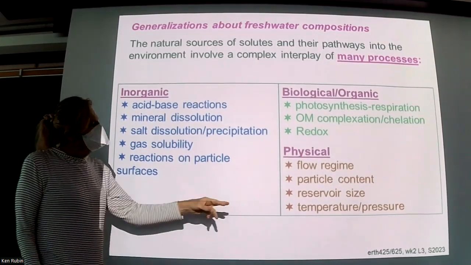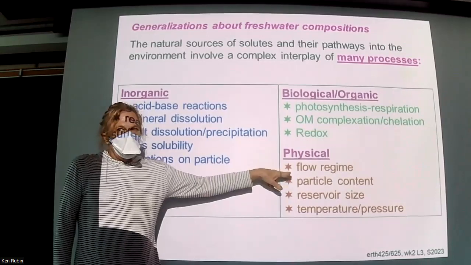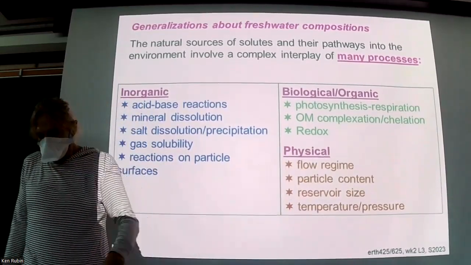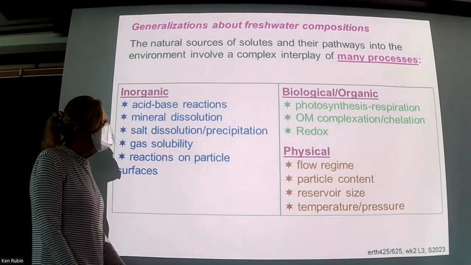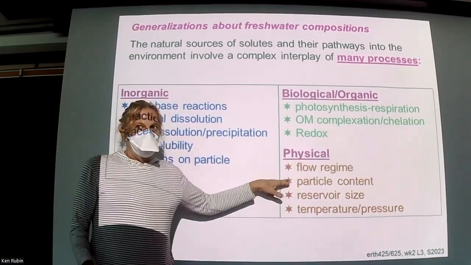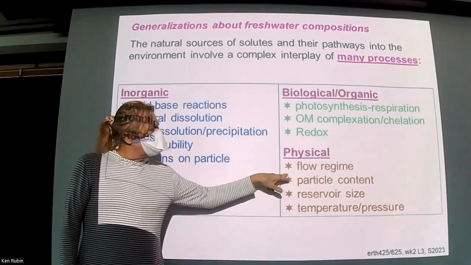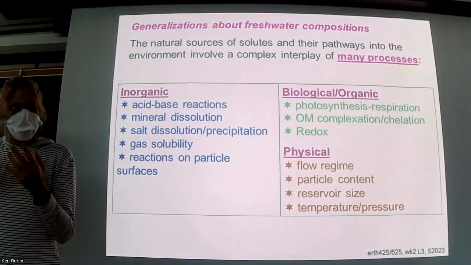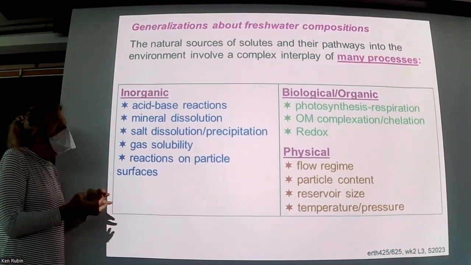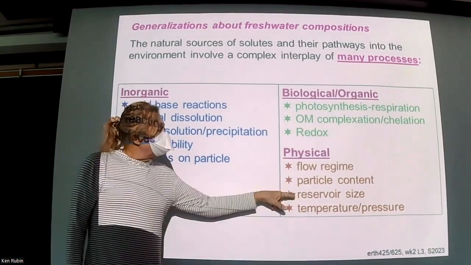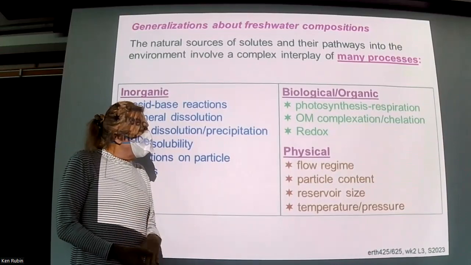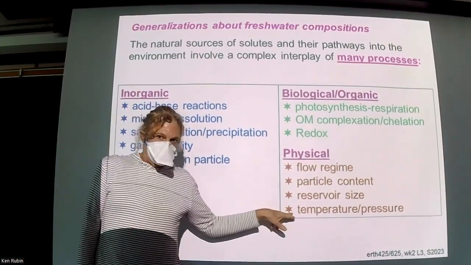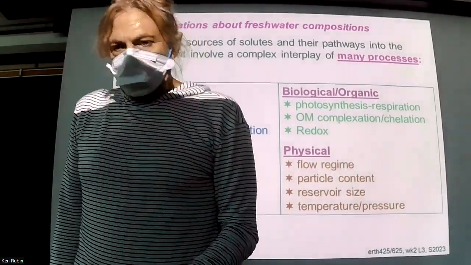Then we have all these physical conditions. If we've got water that's moving, how is it moving? How fast is it moving? Is it moving intergranularly? Is it moving in a different form? What are the particles? How many of them? What size and shape are they? What are their surface areas? How chemically reactive are their particle surfaces? What's the size of a reservoir that we're interested in the composition? Is it big? Is it small? And obviously, what's the temperature and the pressure? All these things affect compositions.